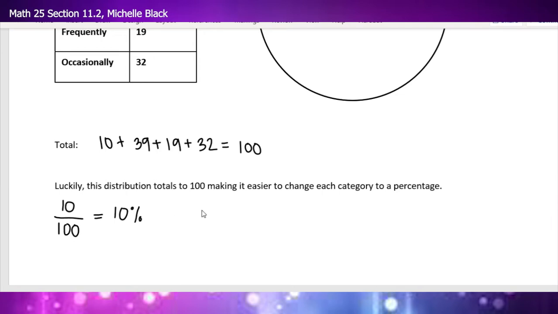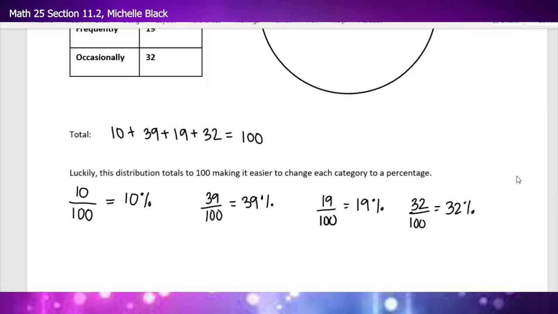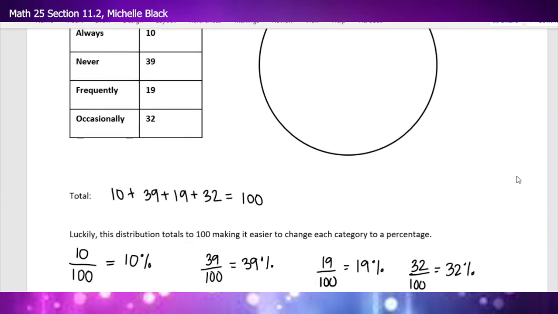For never, we had 39 out of 100, or 39%. Frequently was 19 out of 100, which is 19%. And occasionally is 32 out of 100, or 32%. So what we want to do is break up our pie chart into these percentages.